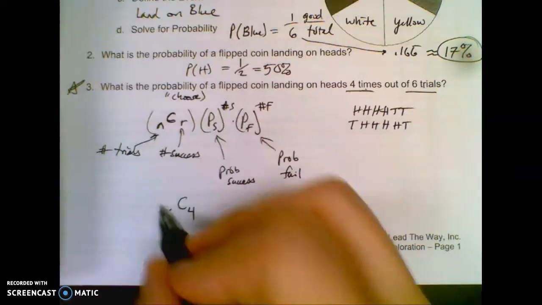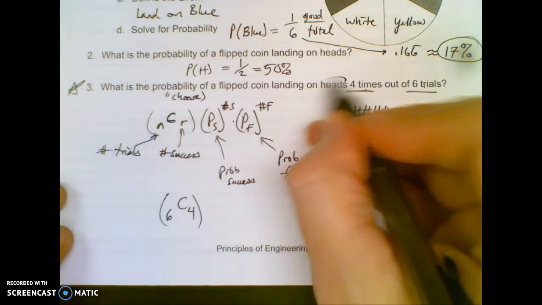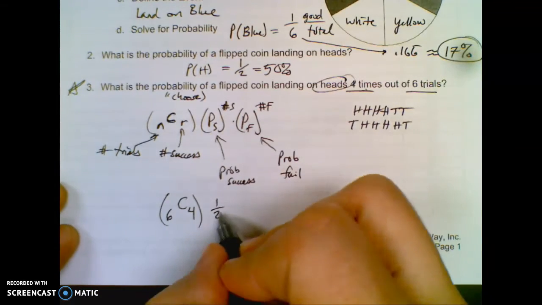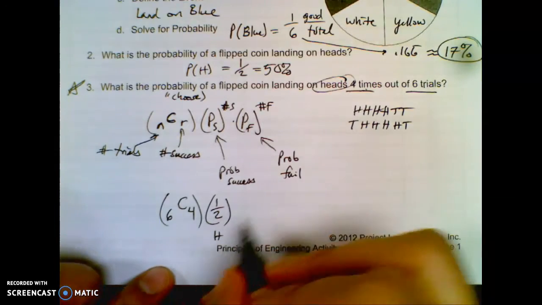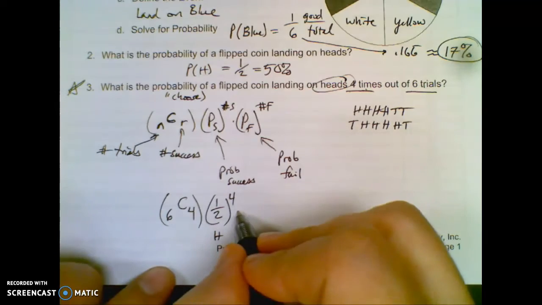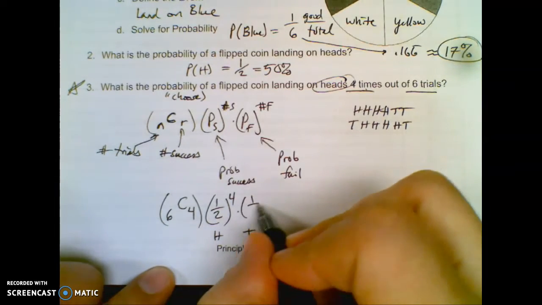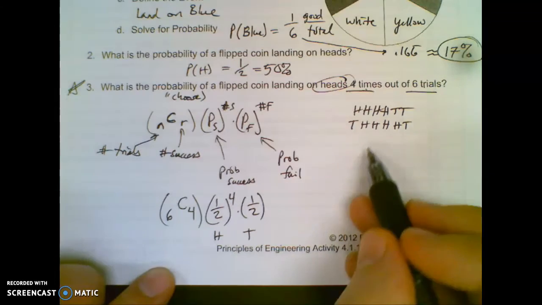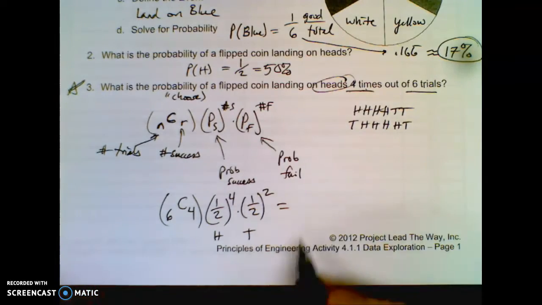So, now what's the probability of success? What's the probability of a head? That's 1/2 raised to the power of how many heads do I want? 4 of them, right? Times the probability of failure. What's the probability of tails? 1/2. How many times do I want tails to happen? Out of 6, I only want 2. So this is how you'd set up your problem.